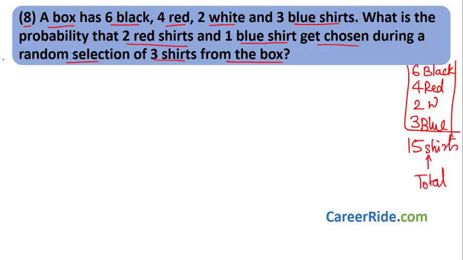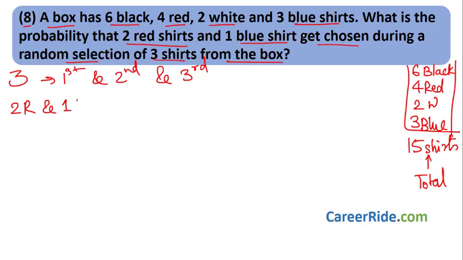We need to choose 3 shirts. That means choose the first shirt, then the second shirt, and then the third shirt. Do not replace it. Keep the first shirt in hand, then choose second. Keep first and second in hand, then choose third. Now what they want is 2 red and 1 blue shirt. Total 3 shirts, out of that 2 should be red and 1 should be blue. What I can do is choose a blue shirt first, and then I choose the red shirt and then the second red shirt.